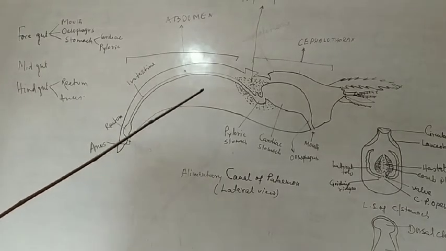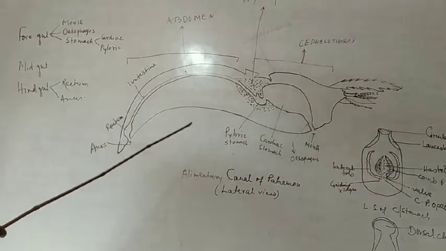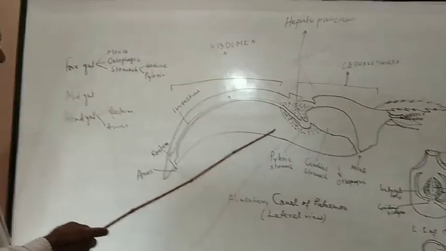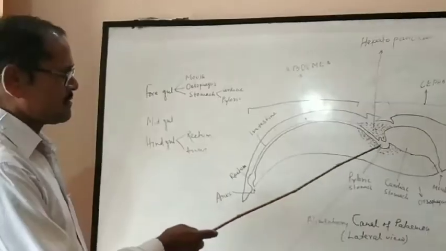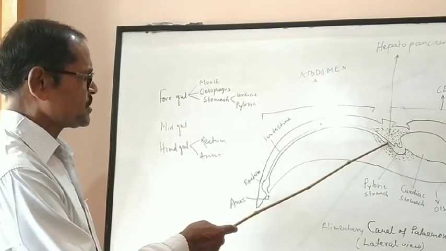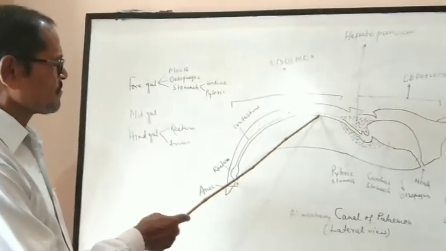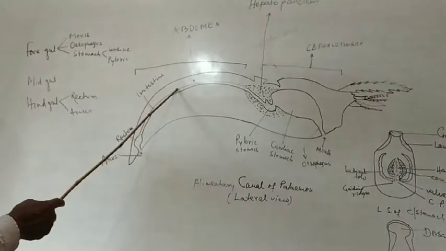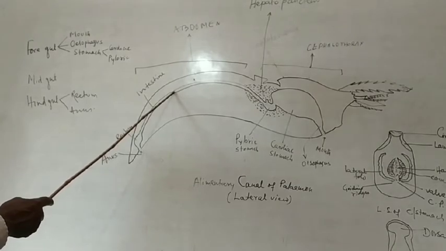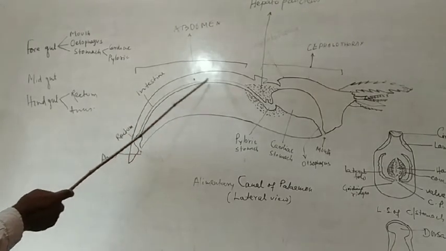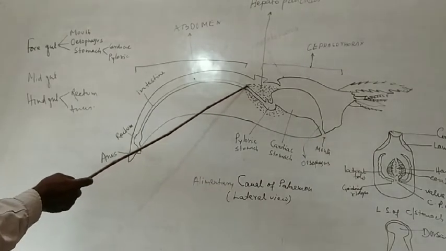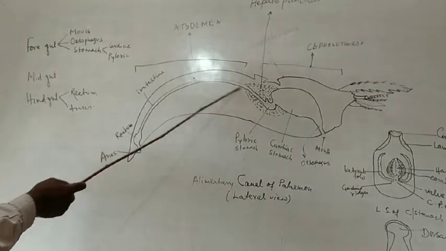Midgut is the tubular part of the alimentary canal, which starts after the pyloric part of the stomach and extends throughout the 16 abdominal segments. The midgut extends up to the 16th abdominal segment, a long isodiametric tubular structure.